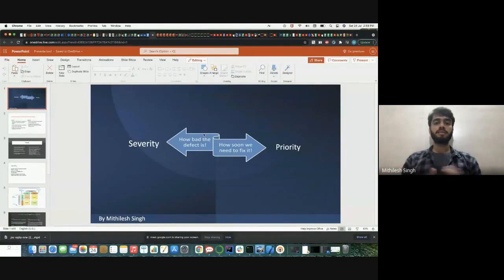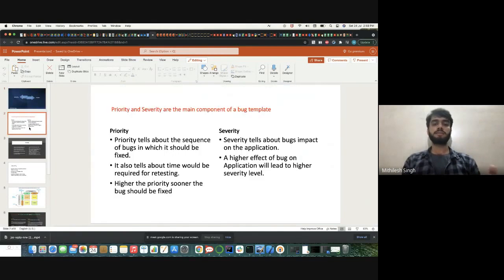Here you can see severity and priority, which I have mentioned in one statement: how bad the defect is is always known as severity, and priority means how soon we need to fix it. This is already discussed, so I'm moving to the next slide. The second slide has the same severity and priority definitions and a few important points, so you can go through them.